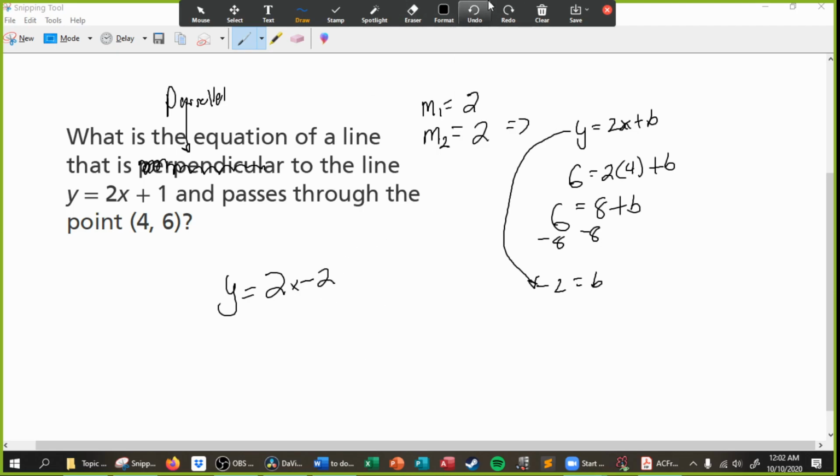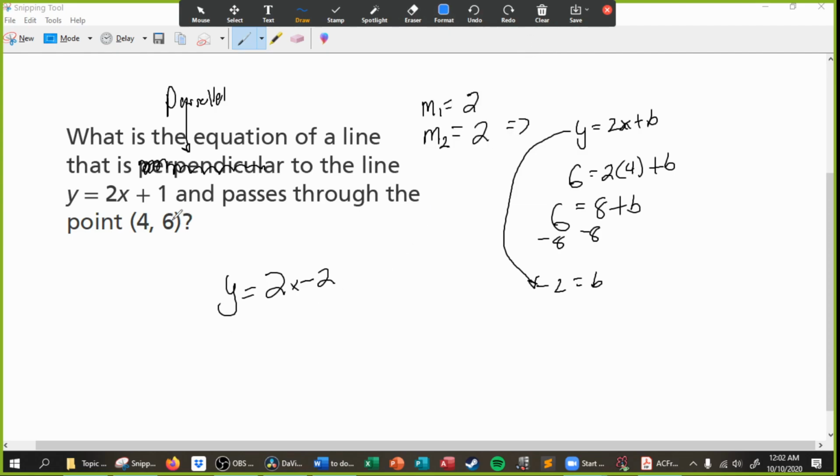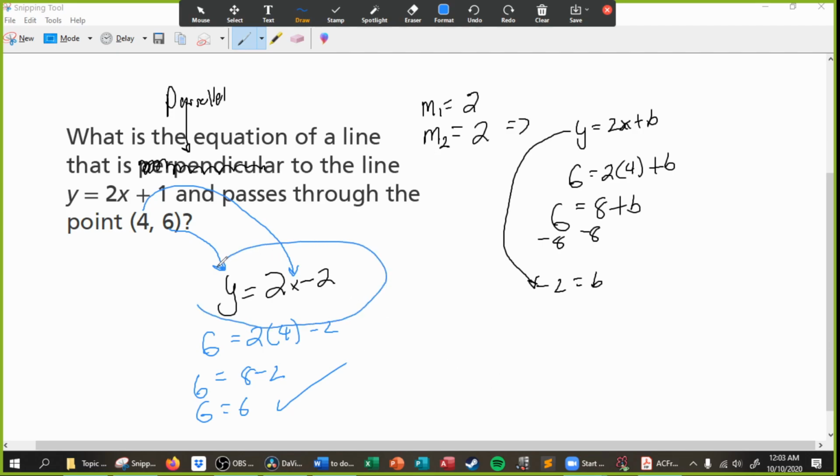Let's check it to make sure we've done everything right. Here I'm going to plug in my 6 because that's my y coordinate. Here I plug in my x. This is 6 is equal to 2 times 4 minus 2. And we can already see that this is looking great. That 6 does in fact equal 6. So this line and our given line are parallel to each other, and the line that we found does pass through the point 4, 6.